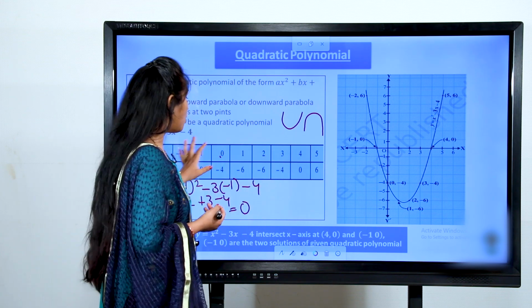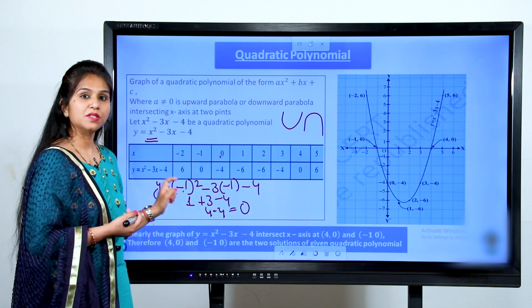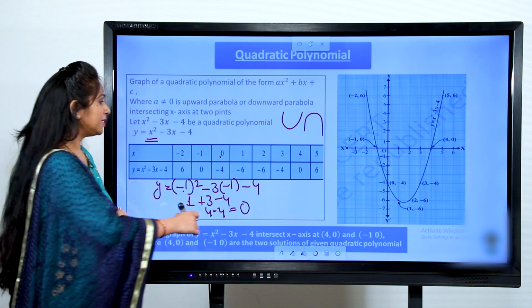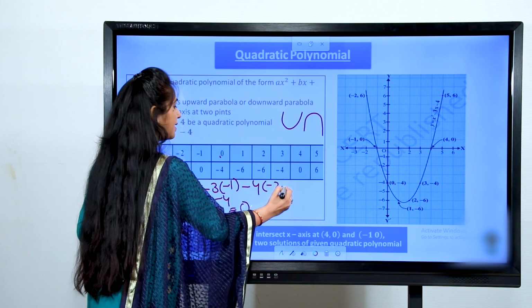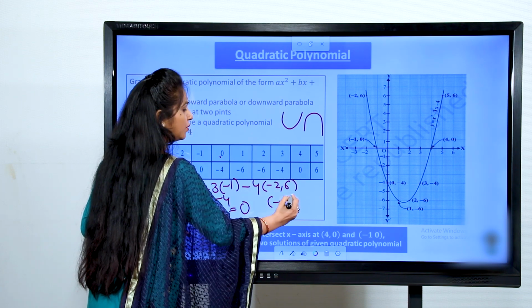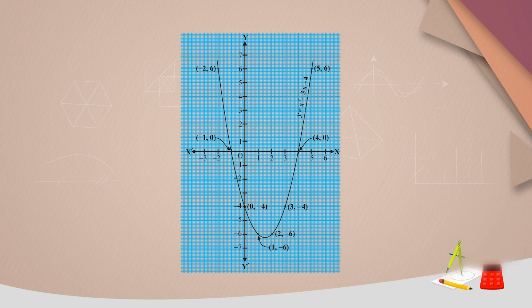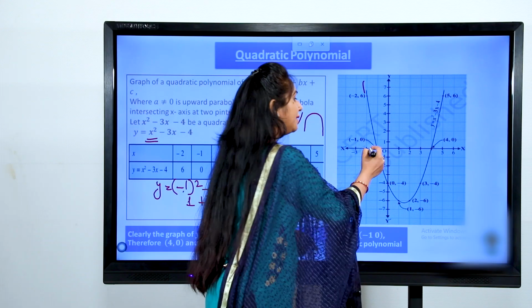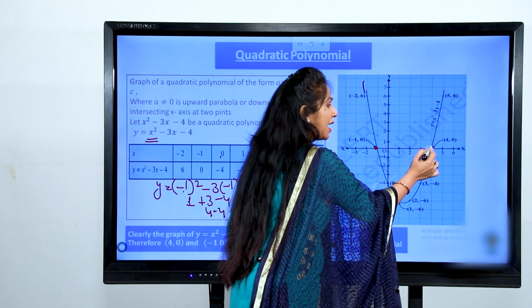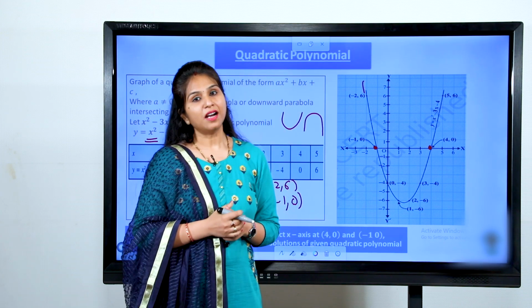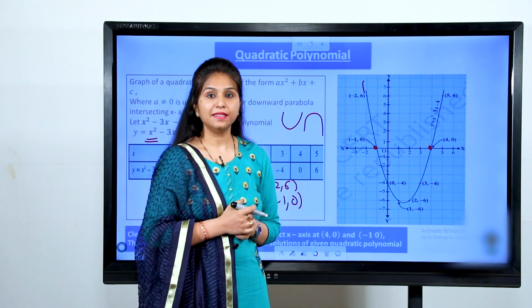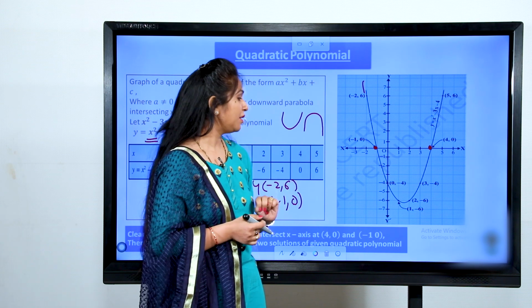Now when we plot all these points, this is the x coordinate and this one is the y coordinate. We plot the points like (-2, 6) and (-1, 0). On this graph, children, you can see we are getting an upward U. The shape is said to be a parabola, an upward U. You can notice one thing: this upward parabola intersects the x-axis at this point and at this point. So the graph of a quadratic equation intersects the x-axis at two distinct points.